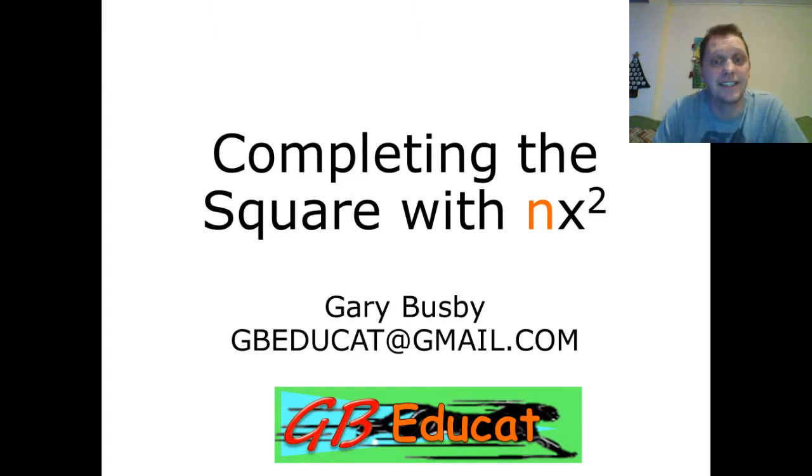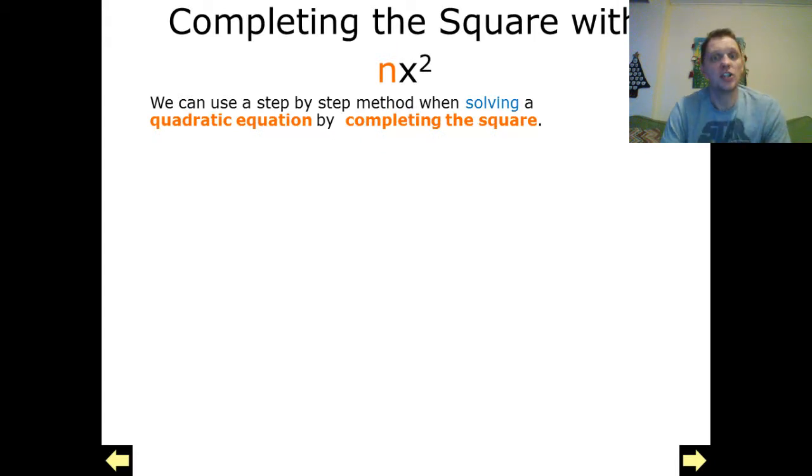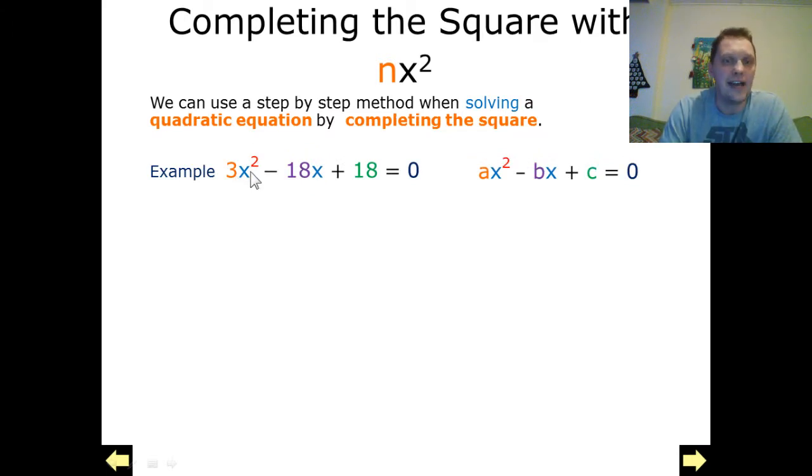Hi and welcome to today's session on completing the square with nx squared. So what we're going to be looking to do is use completing the square methods to solve a quadratic equation which cannot be solved by factorising, where we've got a number in front of the x squared, a coefficient. So I'm going to be using 3x squared minus 18x plus 18 equals 0.